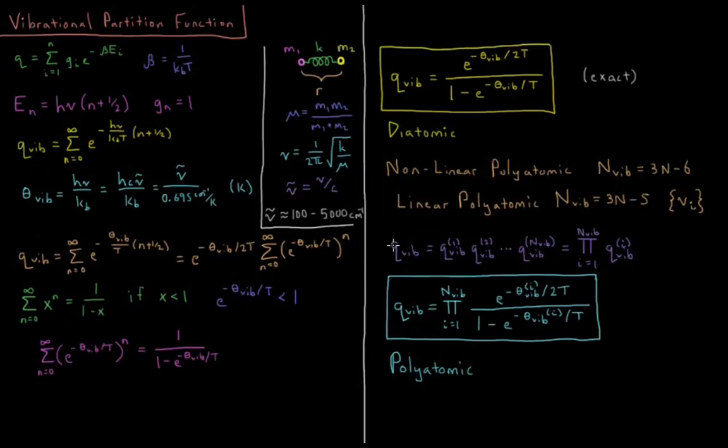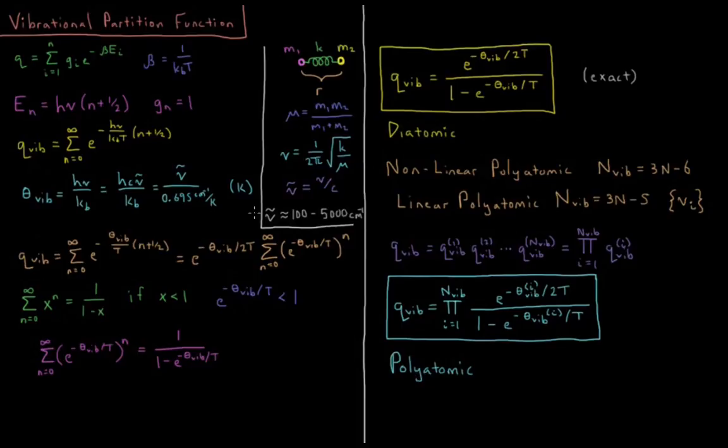So the total vibrational partition function is going to be a product of all of the individual vibrational partition functions. So it's a product from i equals 1 over all of the vibrations of the individual partition functions of each vibration: e to the minus theta vib i over 2T, over 1 minus e to the minus theta vib i over T. So this is true for a general polyatomic molecule.